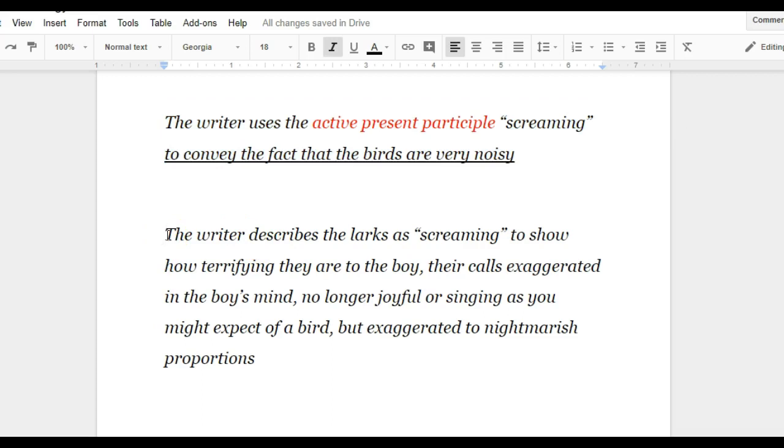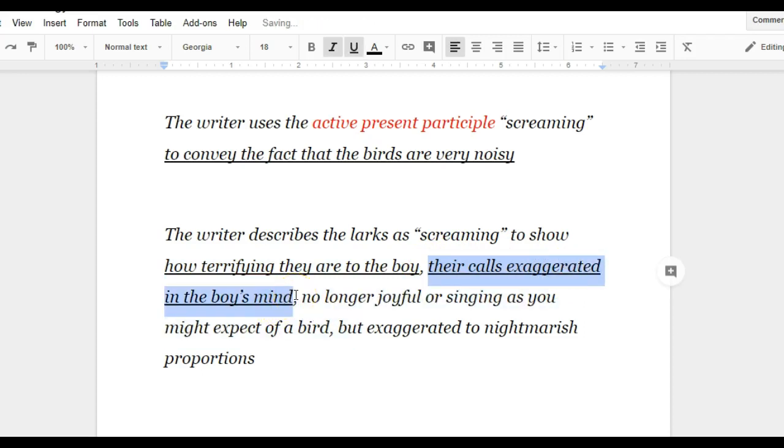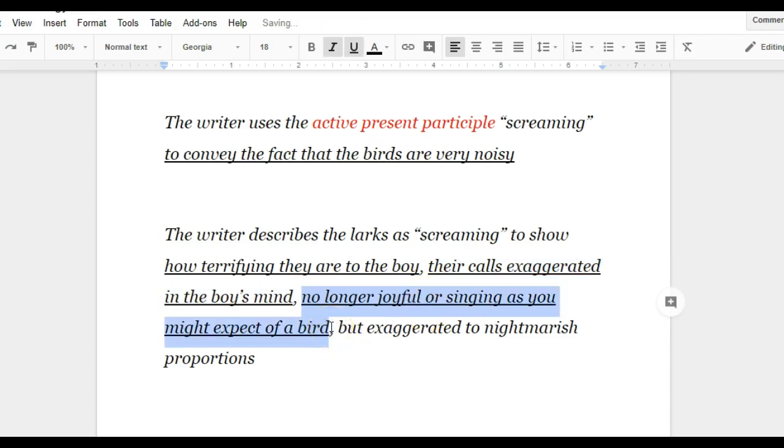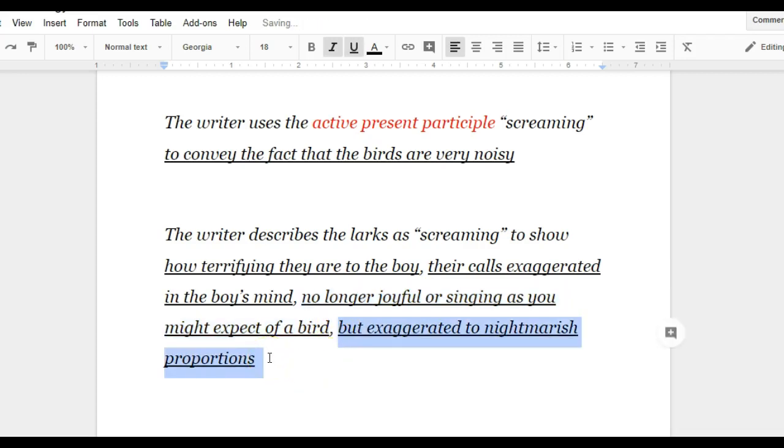Now, the next example: "The writer describes the larks as screaming to show how terrifying they are to the boy." So first I say to myself, is that true? This comment, and I go, yes, they are terrifying to the boy. That's exactly the effect he wanted to convey. Their calls are exaggerated in the boy's mind. Yes, they are, because larks' calls, their song, is not unpleasant, and he's making it unpleasant. And they are no longer joyful or singing as you might expect of a bird. Okay, some more helpful explanation of a comment: exaggerated to nightmarish proportions. Now, that's true. It's exaggerated, it's nightmarish, it's all true. So that, at its very minimum, will be a clear comment.